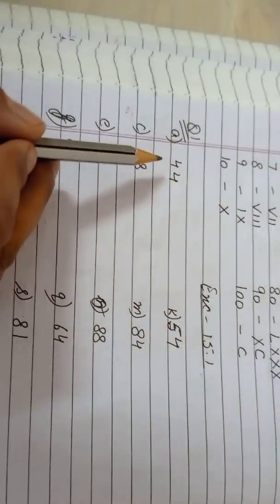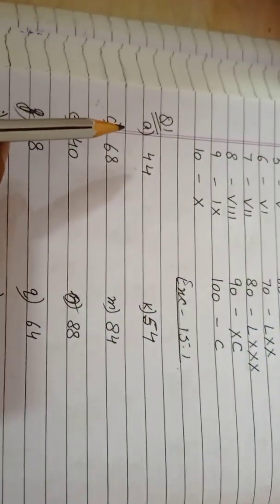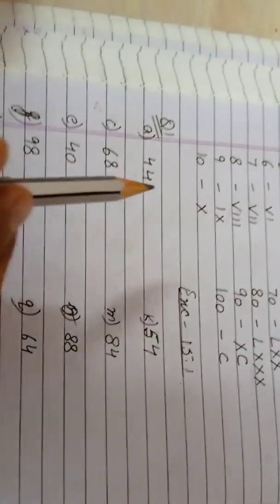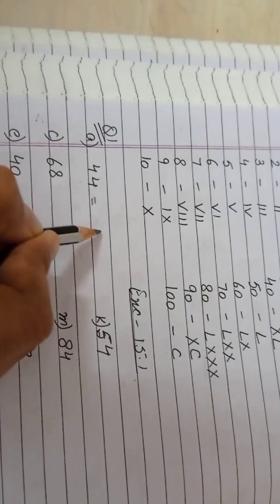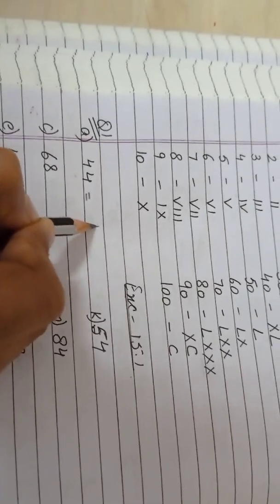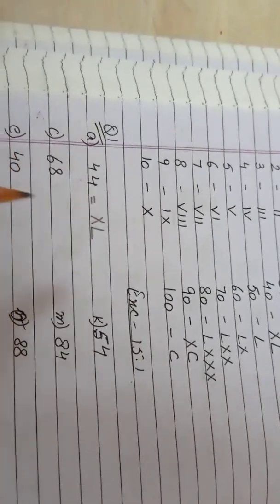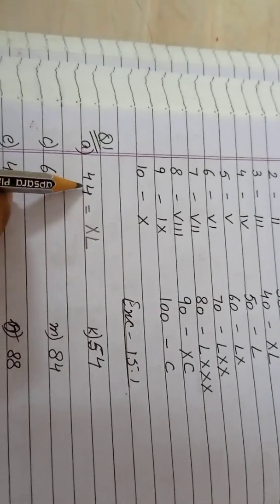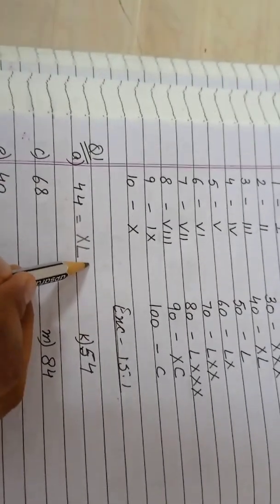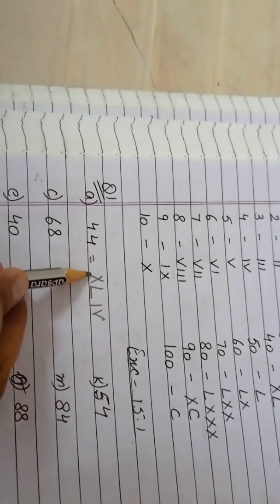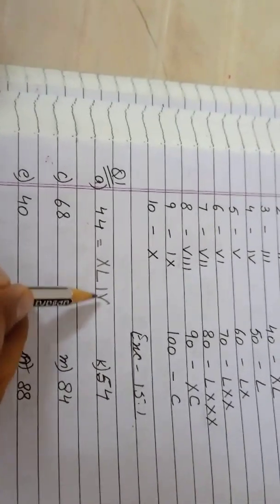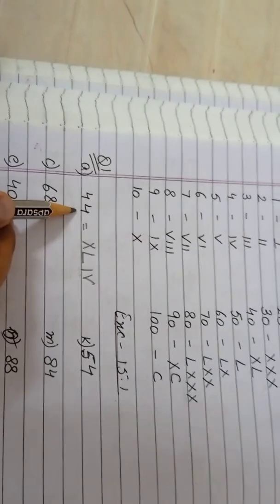We have to write 44 in the Roman numeral. See children, 44. So first of all, how to write 40? 50 minus 10 will write it 40. Now we need to write 44, so add 4 in this. How to write 4? This is the way to write 4. So XL makes it 40. 40 plus 4 will make it 44.